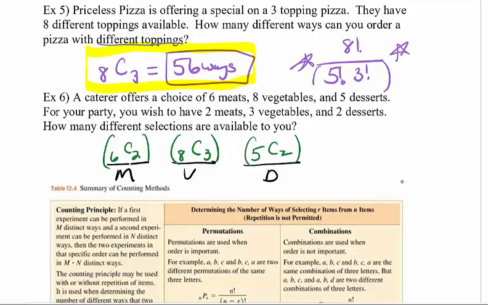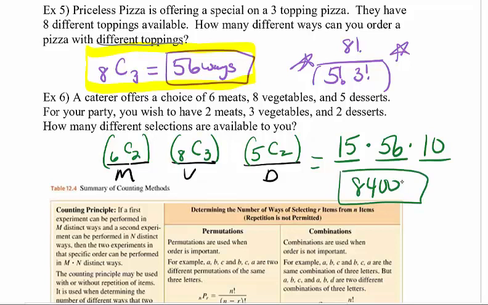If I put those in my calculator, and I wouldn't do this all together, I would do the first one, press enter, second one, press enter, third one, press enter. So you would get 15 for the first, 56 for the second, and 10 for the last. So we don't ever really think about this, but if you are doing a wedding and this is your options, you would have 8,400 different ways.